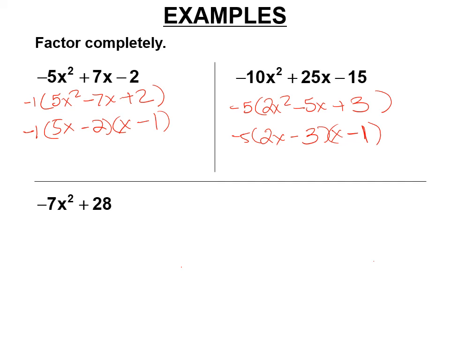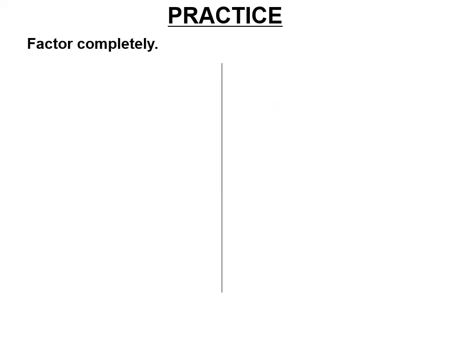Okay, again, there's a negative, so take it out. You get x squared minus 4. Well, that's a difference of perfect squares, so it's x minus 2, x plus 2. Okay, so let's practice.